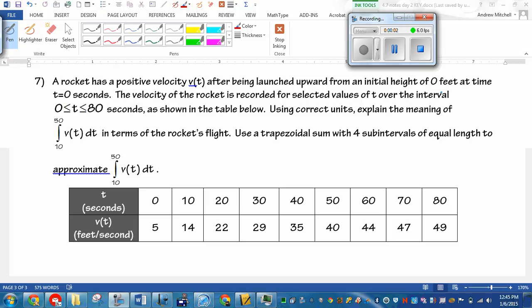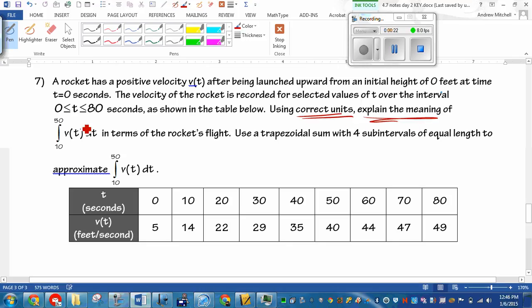A rocket has a positive velocity after being launched upward from an initial height of 0 feet at time t equals 0 seconds. The velocity of the rocket is recorded for selected values of t over the interval from 0 to 80, as indicated in the table below. Using correct units, explain the meaning of this definite integral in terms of the rocket's flight.